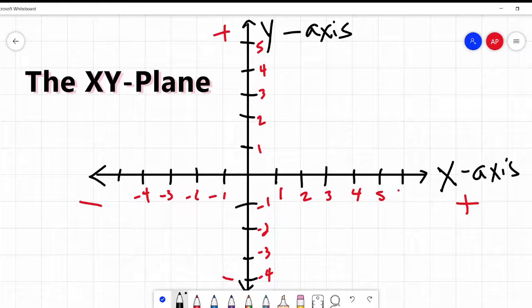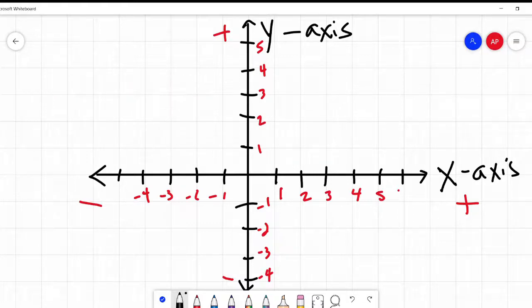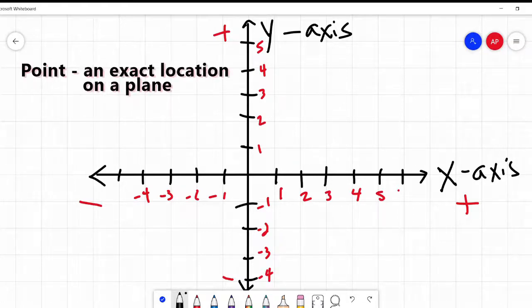Which brings us to our next definition, a point. Sorry, like a phone went off in the other room. Don't know how loud that was.